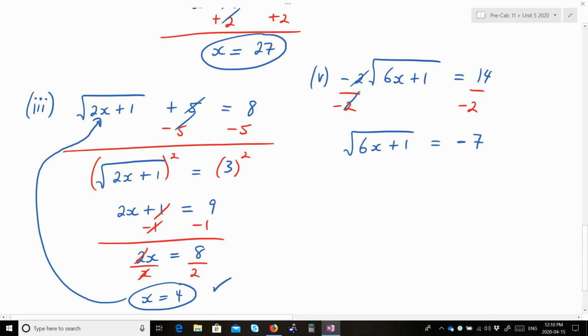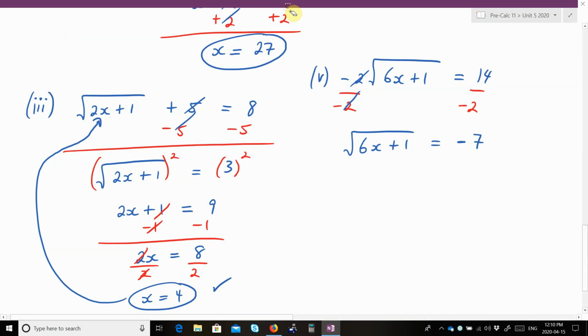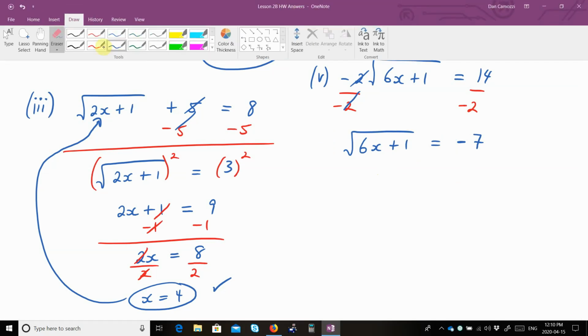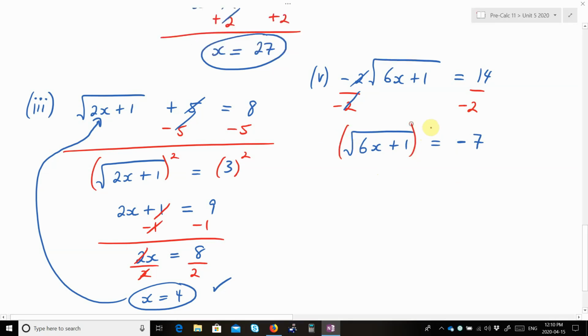Okay, and so this one is going to have an extraneous root because you cannot get a negative answer coming out of a square root. We have the square root of this thing equals negative 7. That is not possible. Just the positive comes out of a square root. So if we continue the process, though, we may get an answer. It's likely will just be extraneous. So I'll square both sides.